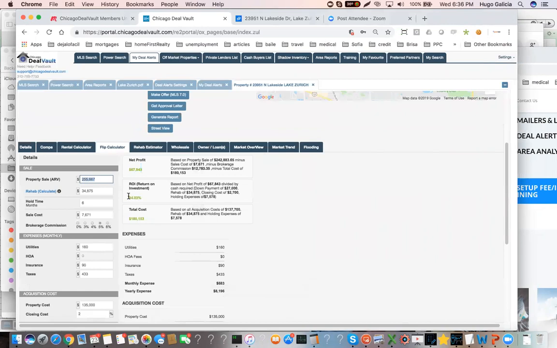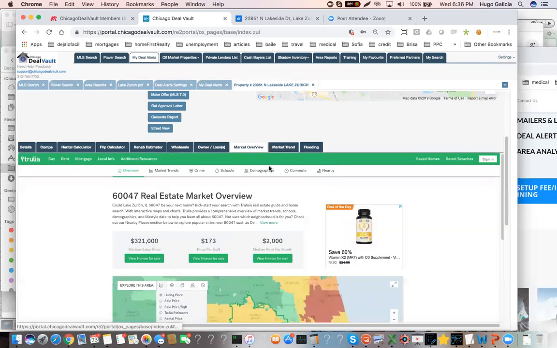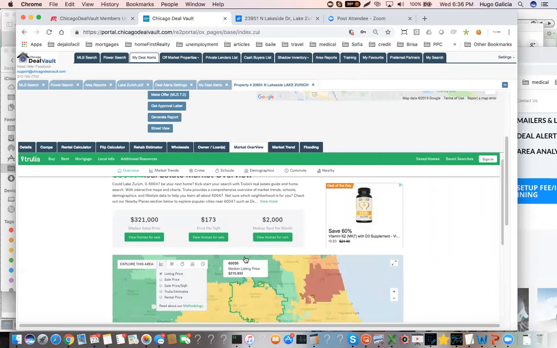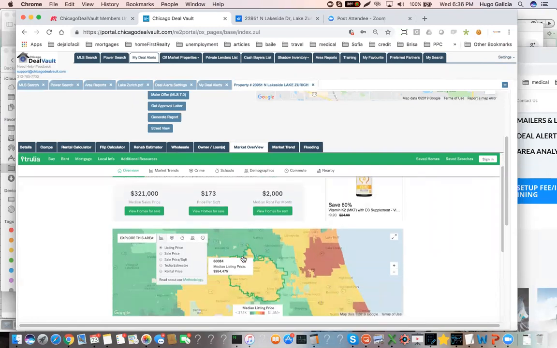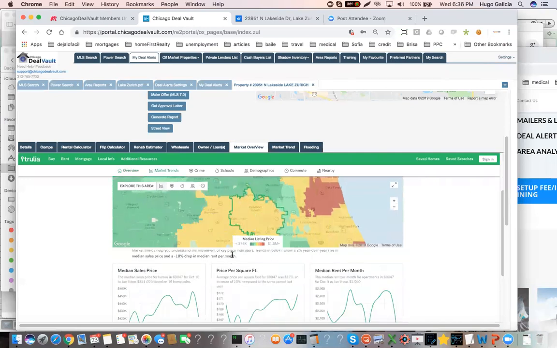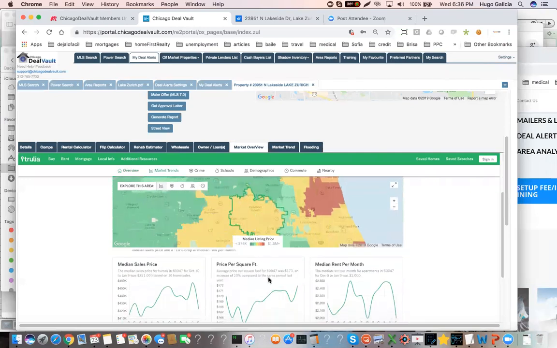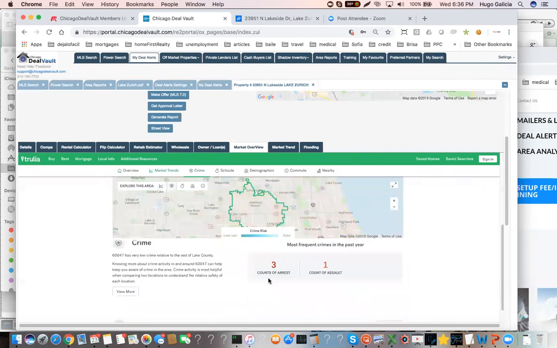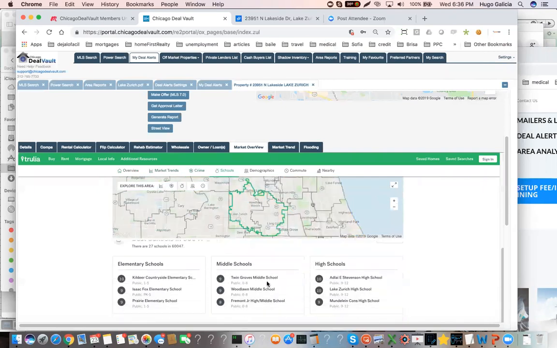So this is how quickly you should be able to analyze the deal. Something that is also very important when you analyze the deal is that you look at the market overview and market trends, right? Because this is going to give you a good indication of what the housing trends are in that particular zip code. The crime, not only that, but the schools. The schools, as you can see, are very good in Lake Zurich. So this is what's driving property prices up, right?